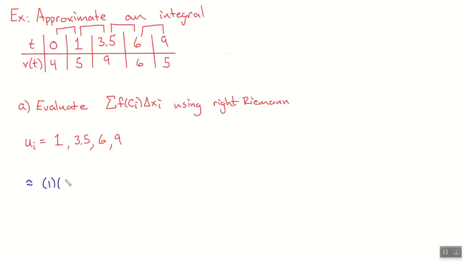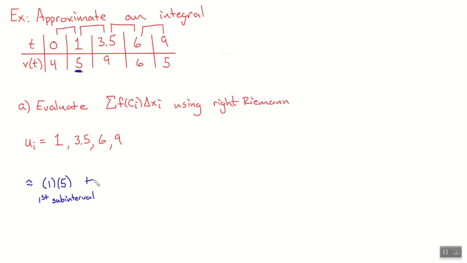I heard 1 and I heard 5. I like 5 more. This is the height at the right endpoint. That's our height of our rectangle there, if we're just using the right points. So there's our first subinterval. And that one should have been pink, but I just want to make sure we can get it.